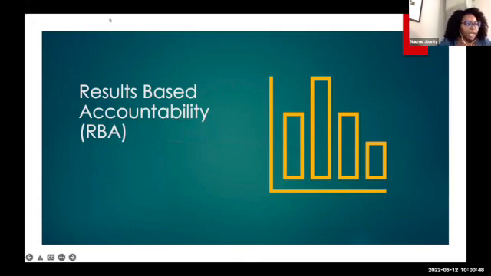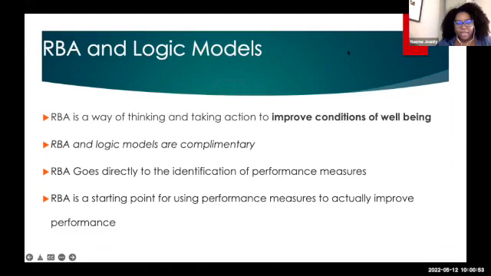Results-based accountability is a way of thinking and taking action to improve conditions of well-being. It is a very extensive philosophy that is used across industries and different types of organizations to do things like strategic planning and setting KPIs. But for the purposes of our training today, we're going to use RBA to help us determine the program metrics that we want to use and put in our logic models. In other words, we're going to use 3 components of results-based accountability in order to set up our outputs and our outcomes.